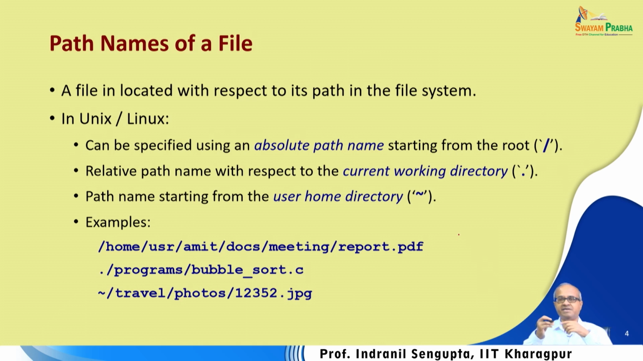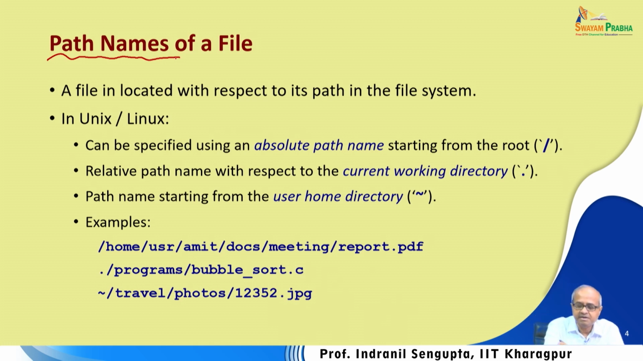Now, one important thing is that when you create these files under folders and subfolders, you sometimes have to specify the name of a file. Suppose you are writing a program to access a file, you have to specify the path name, or you are giving a command like copy, rename, move, you have to specify the name of the file, but the file may not be in the current folder, it may be in some other folder. So, you have to specify the path name of a file, so that the file can be uniquely identified or uniquely specified.